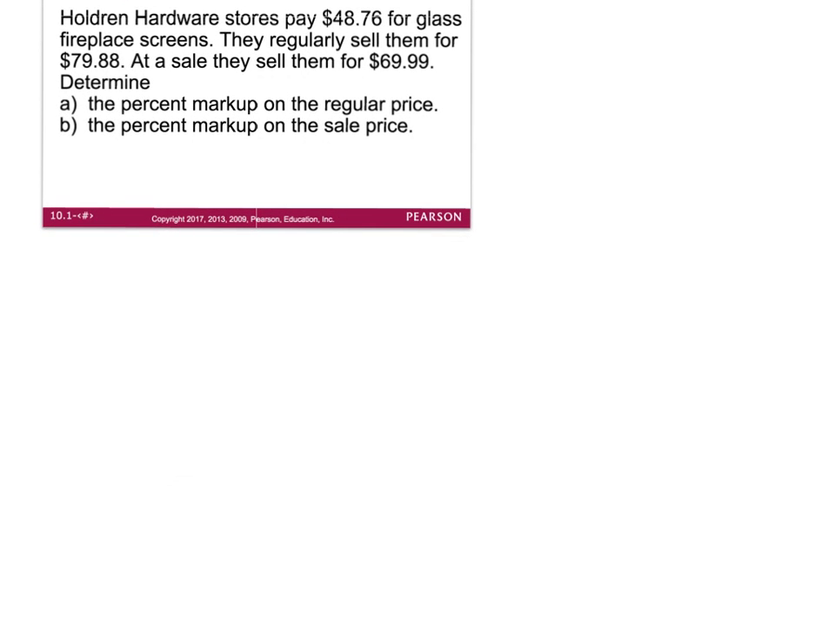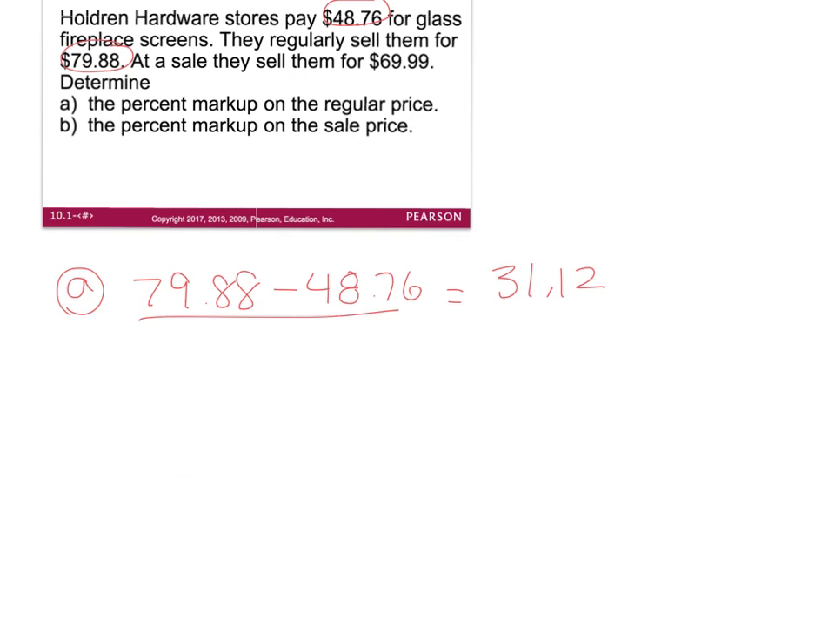Okay? So let's first look at the regular price, which is part A. How much are they selling them for on the regular price? Well, on the regular price, they're selling them for $79.88. How much did they pay? They paid $48.76. So I need to take $79.88 minus $48.76, and let's figure out what that is. That is $31.12.